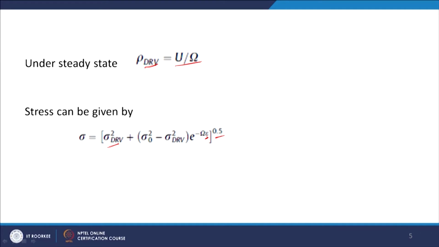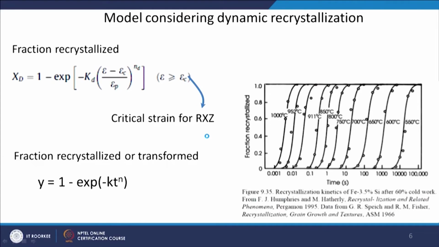Okay. So, from a physics-based model, you can now predict what the flow stress of the material will be if you know sigma drV and so on. Okay. So, this is the model based on dynamic recovery. Now, there are models which also consider dynamic recrystallization.